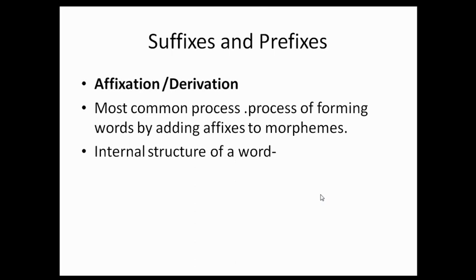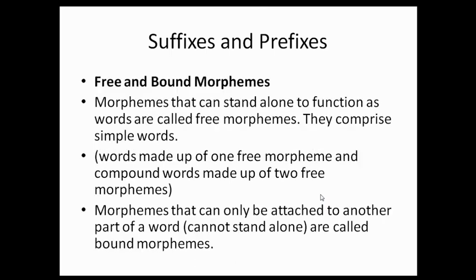Now, what is meant by morpheme? Morpheme is the smallest unit of language that has its own meaning, and all morphemes bear a meaning. So, what is the internal structure of a morpheme? That you are going to study through the two major categories of morphemes. Which are these two major categories of morphemes? Let's go through them. Free and bound morphemes.